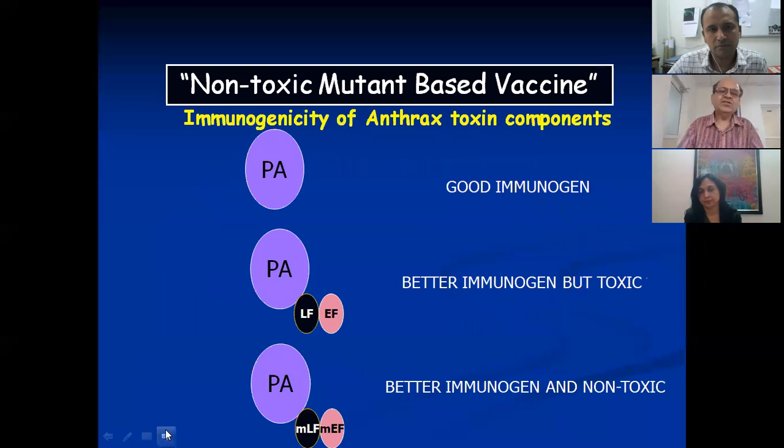But the work never stops. Once we were successful in making the vaccine, we wanted to make the vaccine better. As I told you, protective antigen is a good antigen. But if you have little amount of lethal factor and little amount of edema factor, it makes a better vaccine. But you cannot add them because they are toxic. So therefore, we wanted to make mutations in the genes of lethal factor, edema factor, and protective antigen so that any step in the intoxication process is not done and they can safely be added in the vaccine.